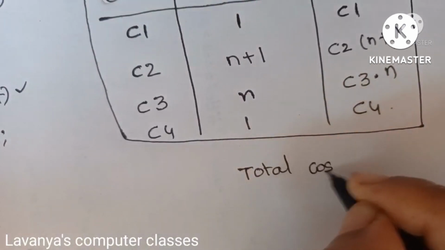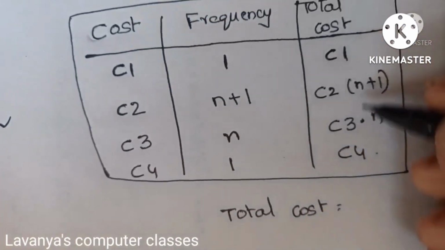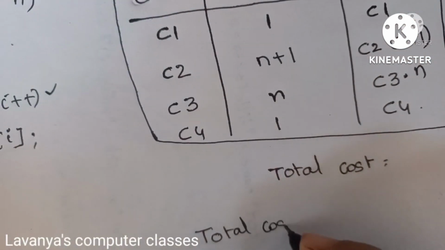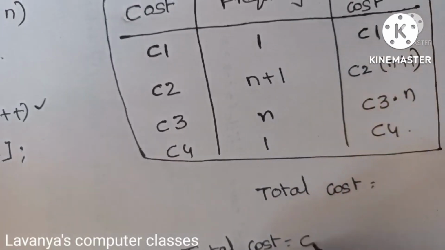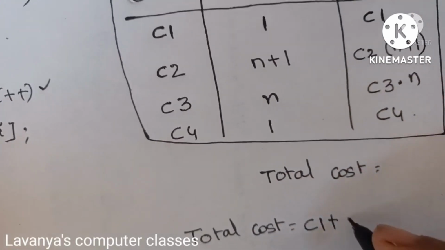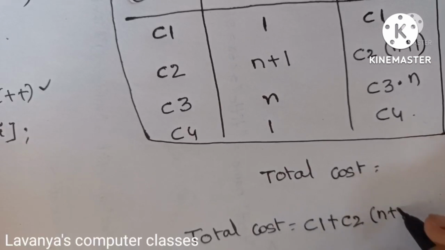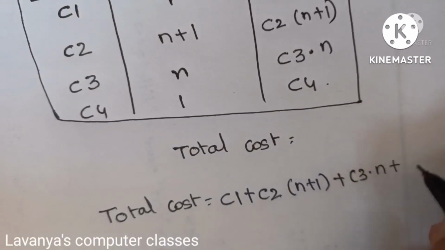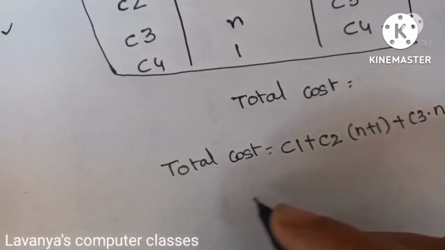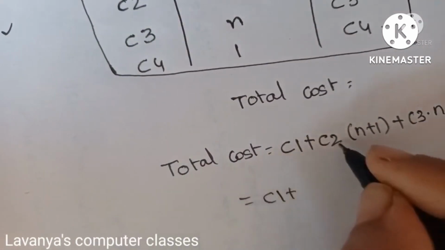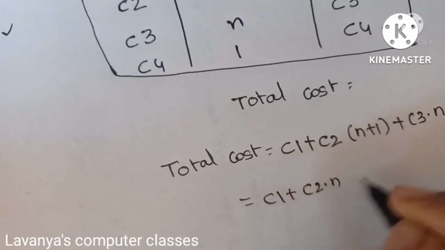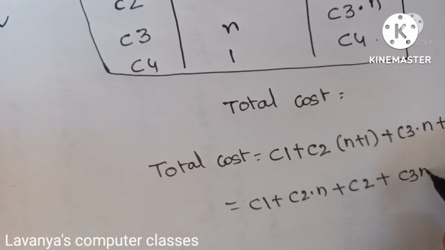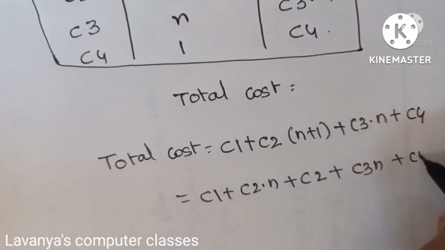Now I find the total cost of the entire algorithm. Total cost is the sum of all these costs. That is, the total cost of this algorithm equals C1 plus C2 into n plus 1 plus C3n plus C4. Now I multiply C2 with n plus 1. So C1 plus C2 into n plus C2 plus C3n plus C4.